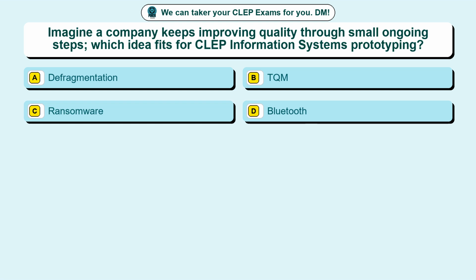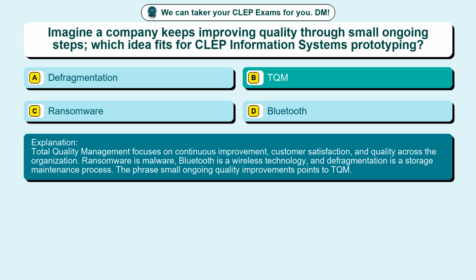Question 18. Imagine a company keeps improving quality through small ongoing steps. Which idea fits for CLEP Information Systems prototyping? Option A. Defragmentation. Option B. TQM. Option C. Ransomware. Option D. Bluetooth. The correct answer is option B. TQM. Total quality management focuses on continuous improvement, customer satisfaction, and quality across the organization. Ransomware is malware, Bluetooth is a wireless technology, and defragmentation is a storage maintenance process. The phrase small ongoing quality improvements points to TQM.